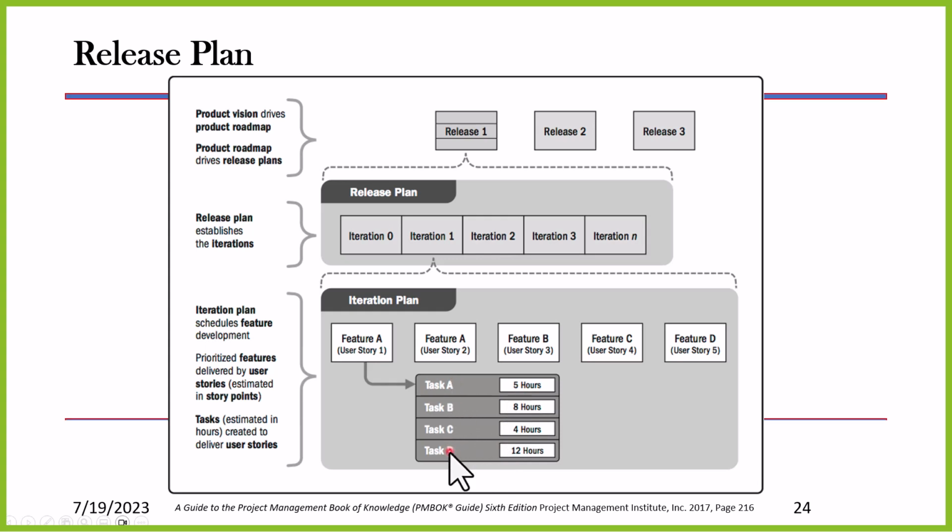Now follow this. Okay. For the features to be completed, all the tasks have to be completed. For the iteration to be completed, all of the features for that iteration have to be completed. For the release to be completed, all of the iterations associated with that release have to be completed. So that is our release plan. That is how we plan the release of the deliverable.